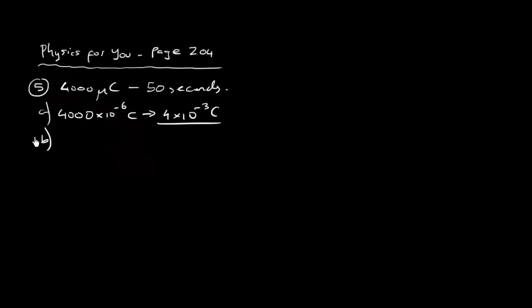That was very easy. Part B says the current in the wire. The formula for current is just charge divided by time, and the charge we have there, and the time is 50 seconds. So the current is easy to calculate. 4 times 10 to the minus 3 divided by the 50 seconds that it takes for that charge to go through gives us a current of 80 times 10 to the minus 6, or 80 microamps. So do that in the calculator and see that you get the right answer for that.